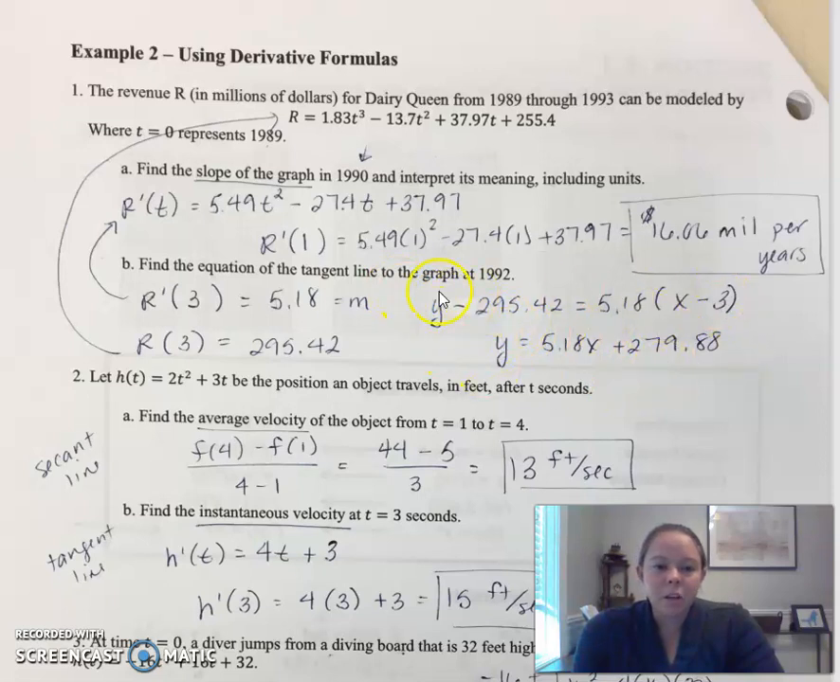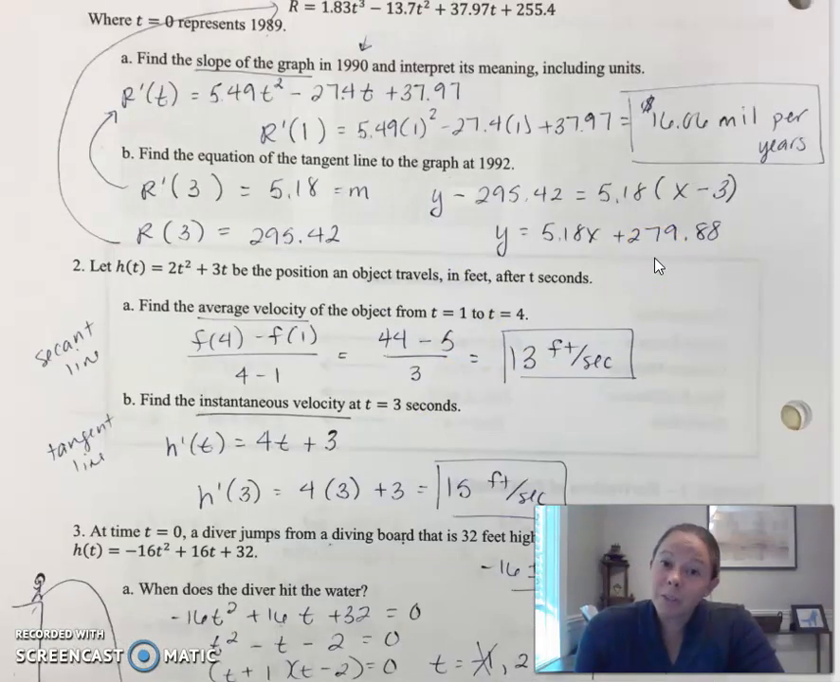not good on Mrs. Cogswell's part. I should write this as R equals 5.18t plus 279.88. Probably you need to use the proper variables. I need to go back and correct these notes. I used to not care, and now I'm a little more picky. So try to make sure you're using the proper variables for our tangent line there, okay? But that needs to be an R, this needs to be a T.